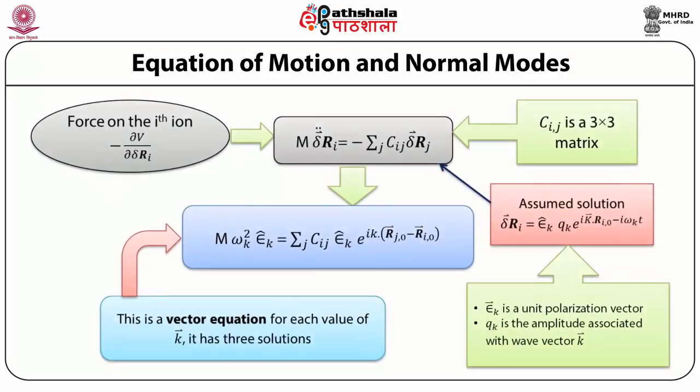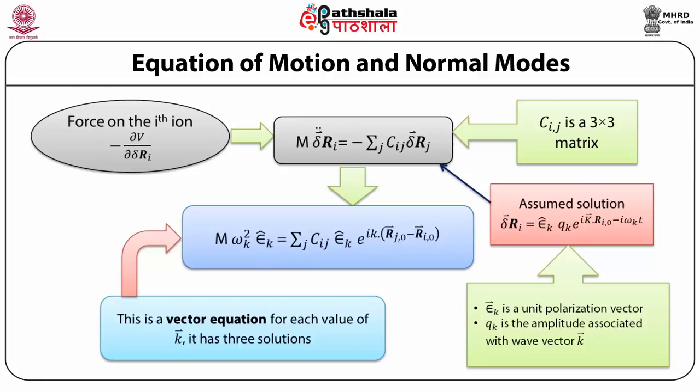Equations of motion and normal modes, we will discuss this concept here. The dynamical 3n equations of motion from the force on the ith ion, that is the negative of the partial differential of the potential V with respect to delta Ri, lead to the following equation: m multiplied by the double time derivative of delta Ri is equal to minus the summation over j of Cij multiplied by delta Rj. Now note that each Cij is a 3 by 3 matrix.